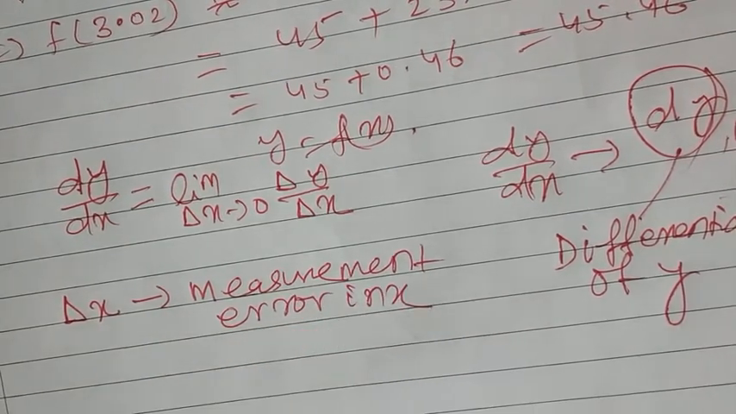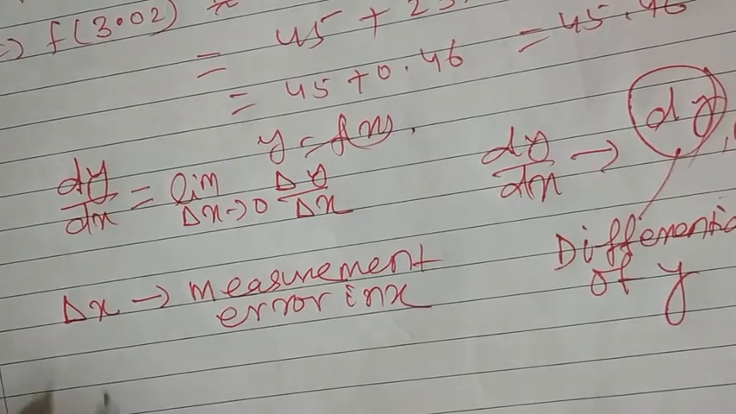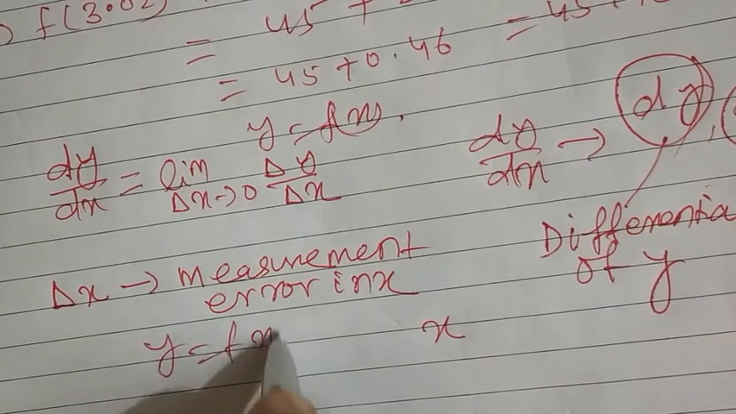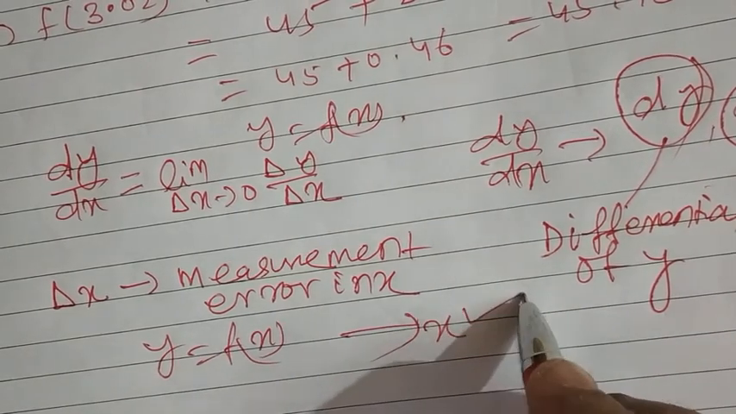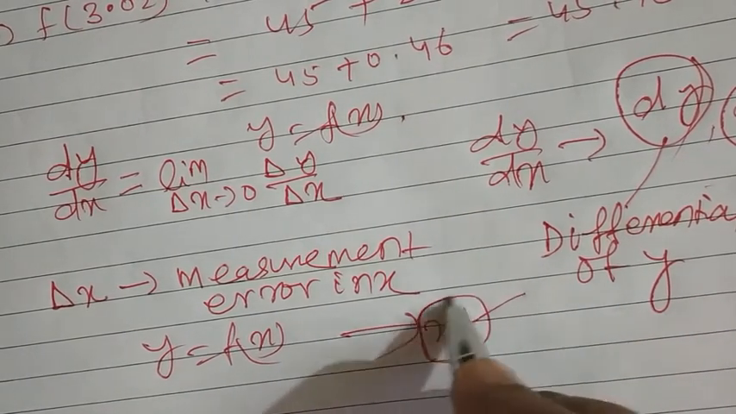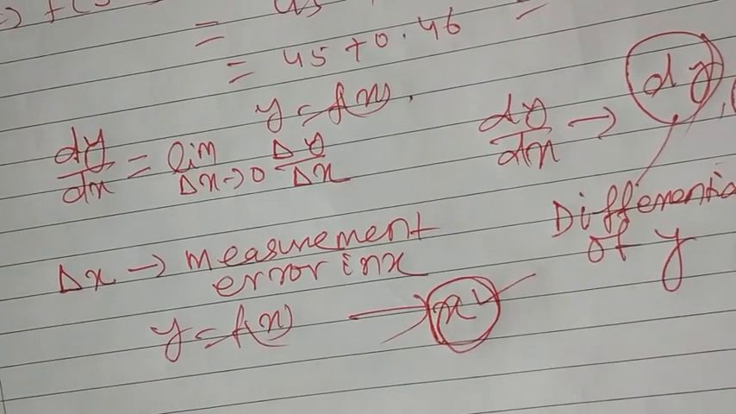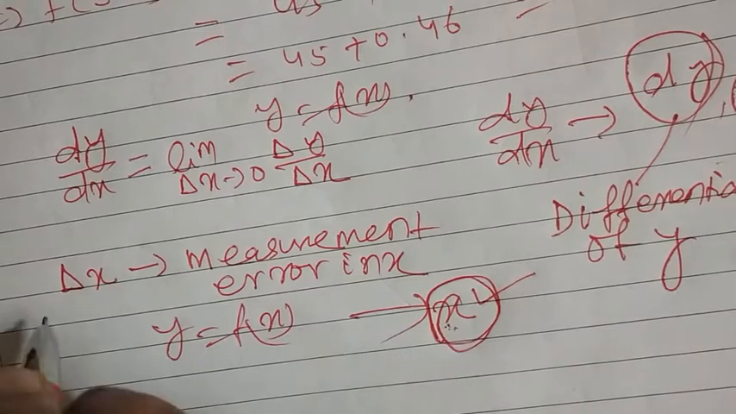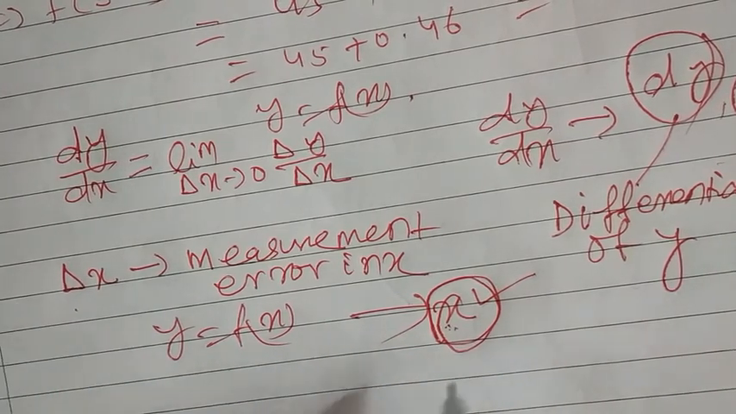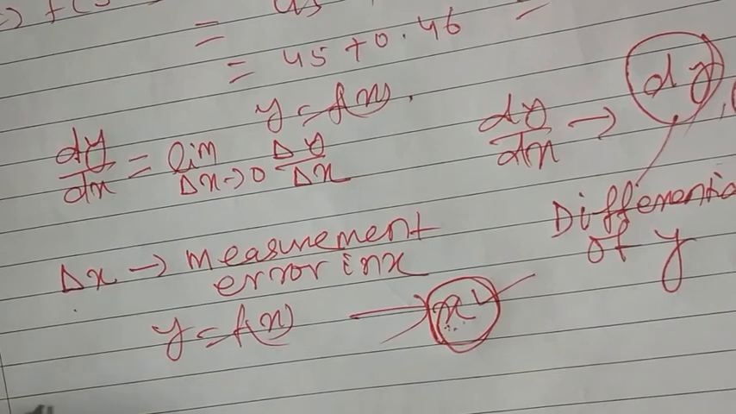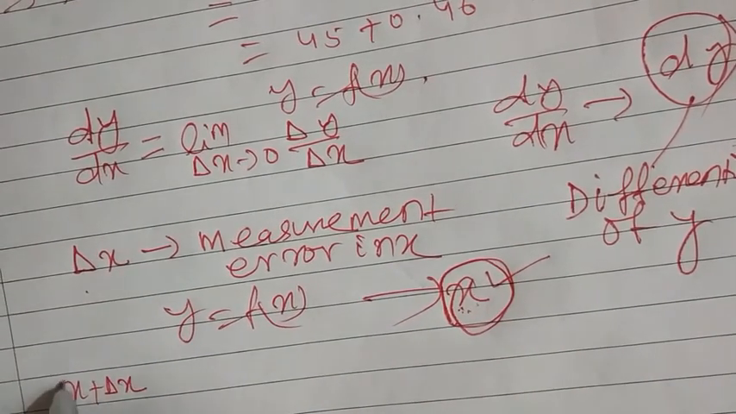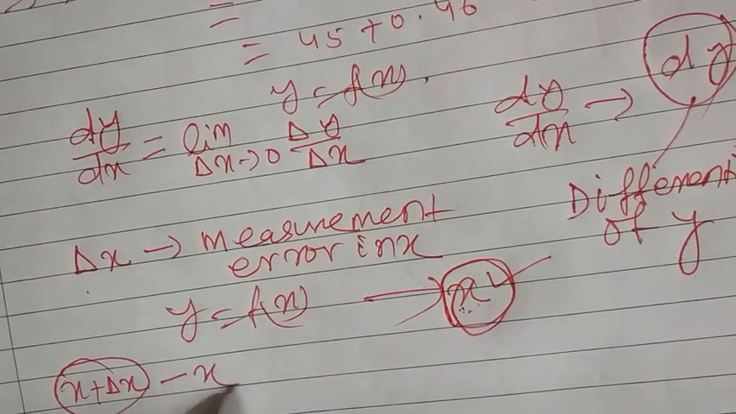Why measurement error? Because x is the independent variable in y equals f(x). X is to be measured. And if I have an error in measurement delta x, it means when I measure x, I find it x plus delta x. Then what is the error? X plus delta x minus x.